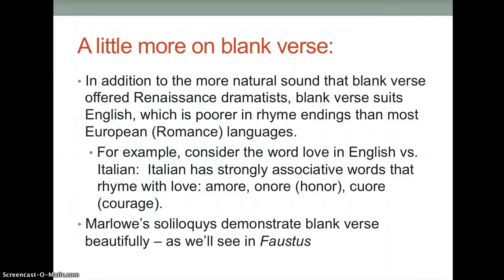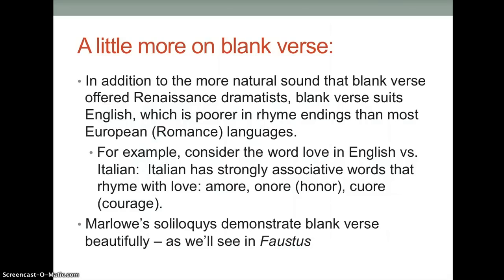And there aren't many. Dove, glove, right? Nothing particularly elegant. But think of it in Italian, and you have amore, you have a word like honor, onore, courage, cuore, and I'm sure, I'm not an Italianist, but there are many more. So you notice then how, in Romance languages, maybe you don't need blank verse in the same way that it's functional in English.